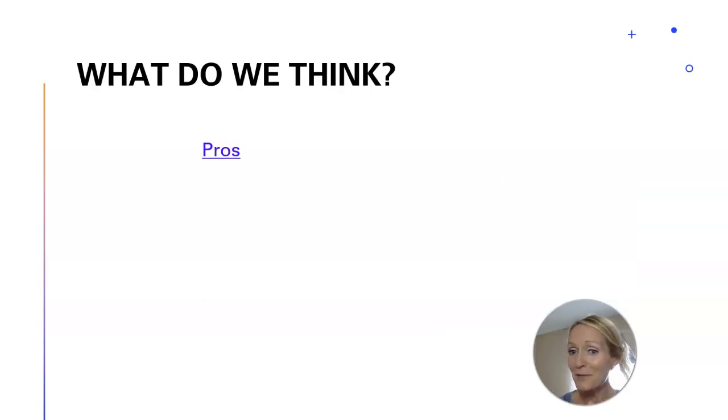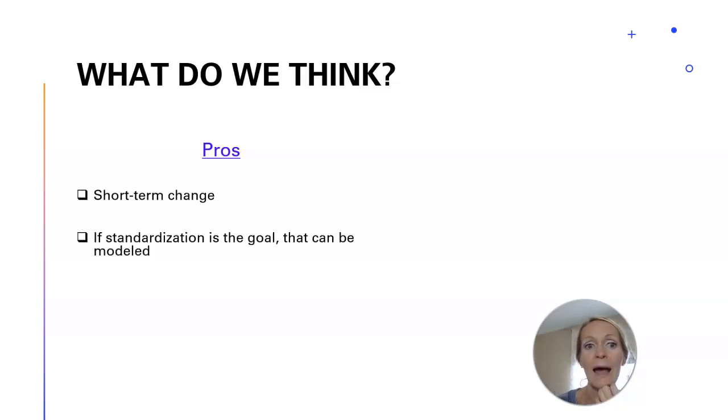So what do we think? There are pros and cons to this. As you're going through, think about what works for you, what doesn't. We do know it can lead to some short-term change. We have seen evidence of that, so that's always a positive. If your goal is something short-term, you need something in the immediate, that modeling could work for you. If standardization is the goal, that can be modeled. So if students have to do something in a certain way, modeling that can be very helpful to keep students on track and guided in a certain direction.